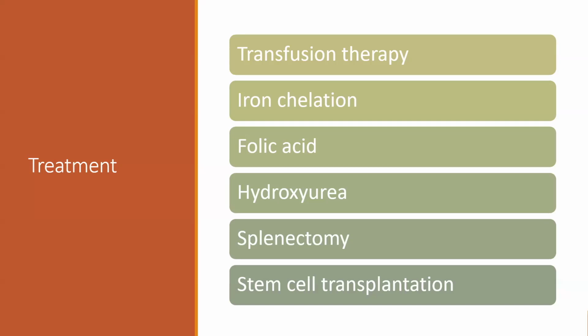Hydroxyurea could be used as an adjunct, and kind of like with sickle cell, the point is to drive up your hemoglobin F. I have personally not used this, but it is listed as one of the potential things you could consider. Splenectomy is typically reserved.